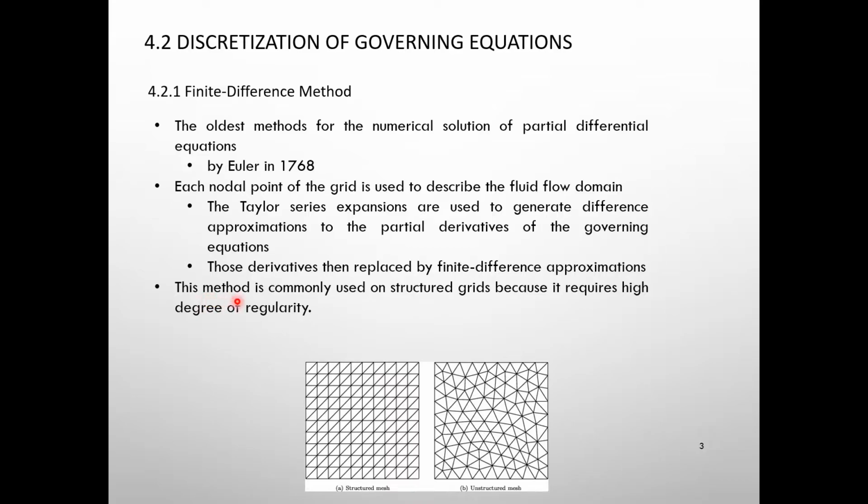This method is commonly used on structured grids because it requires a high degree of regularity. Structured grids look like this. This is an example of a structured mesh, and this is an example of an unstructured mesh. It is much easier to apply the finite difference method if you have a very organized structure, because it finds the value at each of these points. If the points are very randomly located, it is not really suitable to use this method for this kind of case, an unstructured mesh.